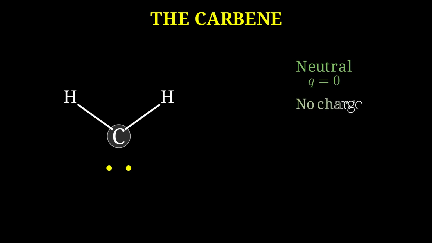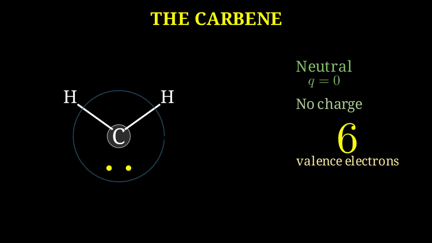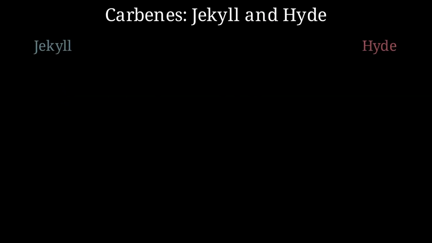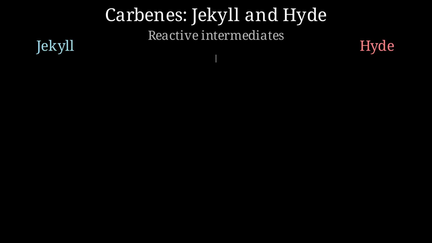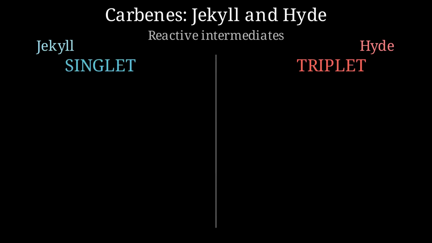The carbene. Imagine a carbon atom with only 2 bonds and 2 non-bonding electrons. It's neutral. It has no charge, but it only has 6 electrons in its valence shell. This is a carbene. Carbenes are the Jekyll and Hyde of intermediates. They can exist in 2 different electronic states, the singlet and the triplet.